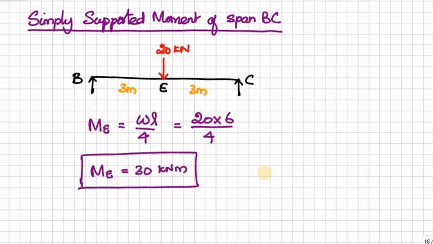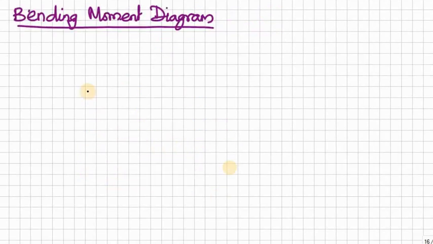To draw the bending moment diagram, we need the simple support moment for the span BC, so that we can overlap it with the support moment diagram. Therefore, this is the simply supported case for BC with loading. The maximum moment happens at E, because there is no loading in the B to E section. Therefore, M is equal to WL by 4 is equal to 30 kilonewton meter. So we have all the data. Therefore, we can start drawing the bending moment diagram.